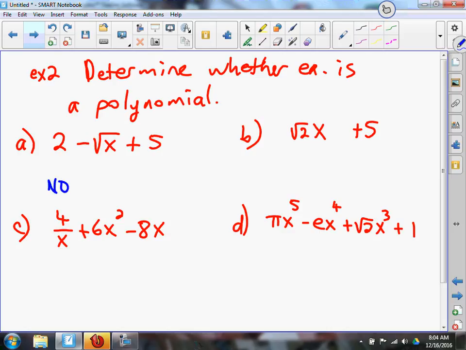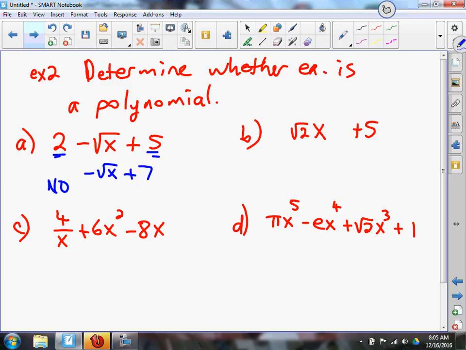We could combine the 2 with the 5, right? So if we wanted to write the second standard form, we'd actually have negative the square root of x plus 7. But there's something that makes this not a polynomial. Anybody know what it is? The square root of x.